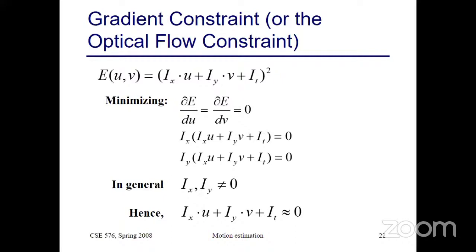So in general, what we are trying to conclude here is there is going to be some rate of change along x and y. Only then you can conclude there is a motion. So I suffix x comma I suffix y is not equal to 0, right? So hence you can rewrite it as I suffix x into u plus I suffix y into v, right? Plus I suffix t approximates to 0. This is your optical flow constraint. Okay, this becomes your optical flow constraint.